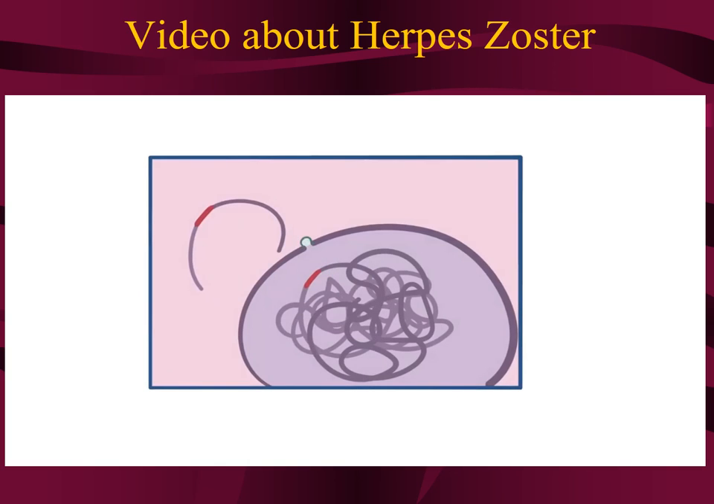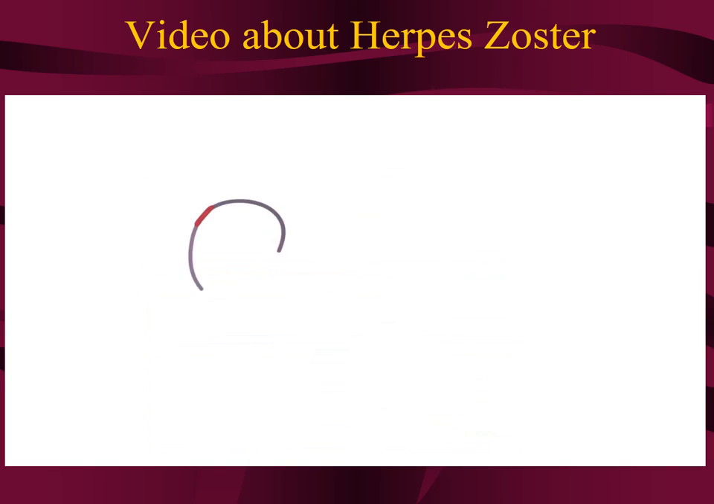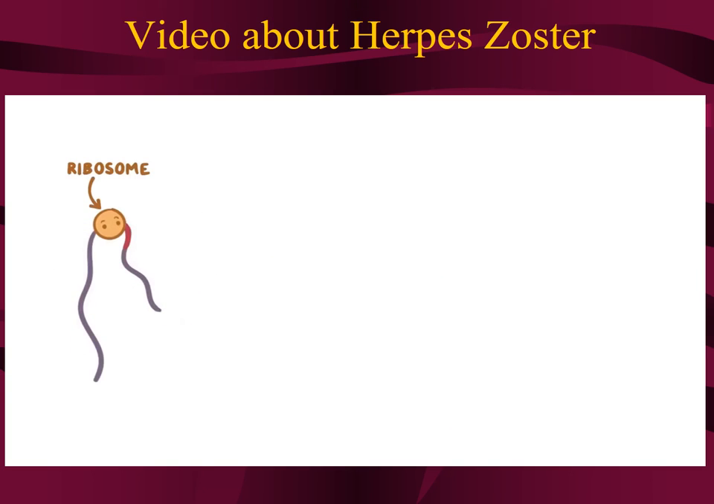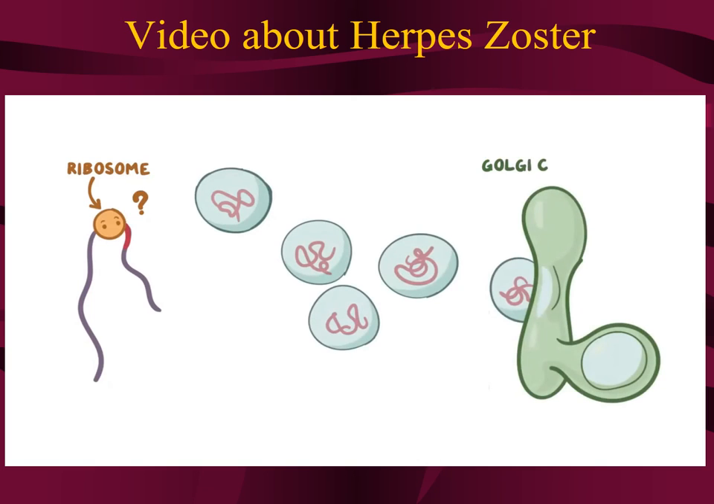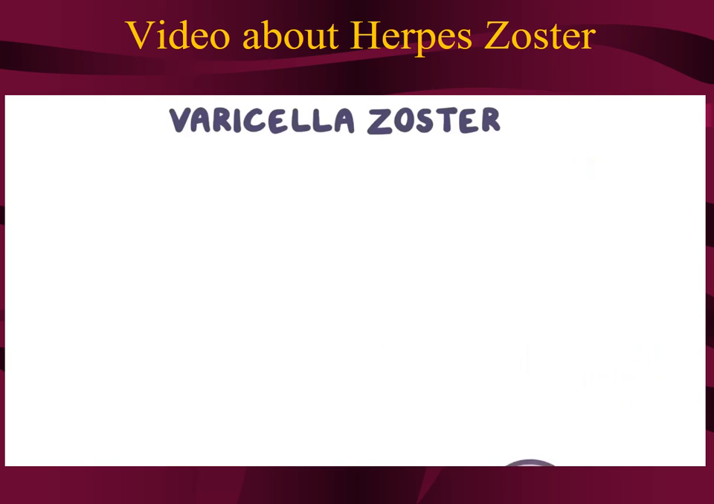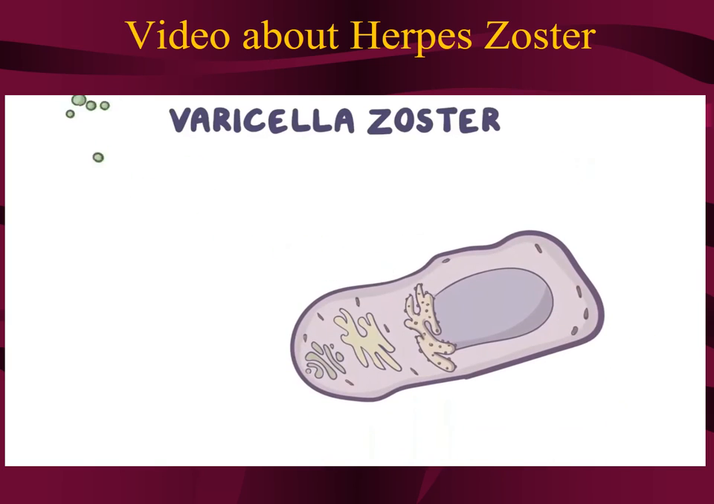The viral genes are transcribed into RNA and go over to the ribosome where they are translated into capsid proteins. The capsid and viral DNA fuse together. They go through the Golgi complex, a cell organelle in charge of packing proteins, to get their lipid membrane, and finally, the newly formed viruses leave the cell, leaving behind a dead cell.